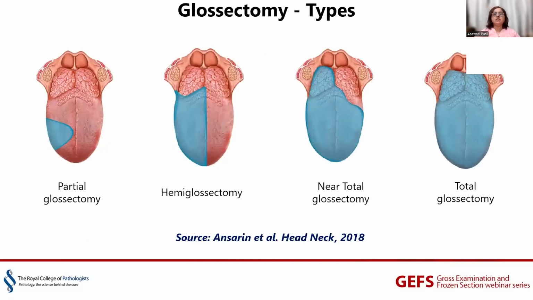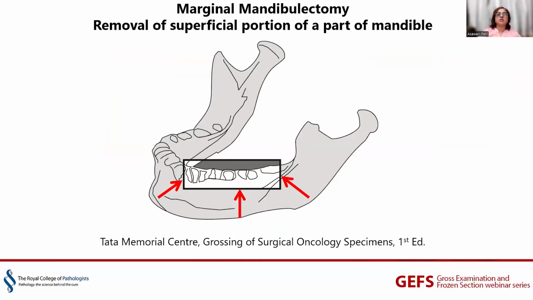So what are the types of glossectomy? As we discussed earlier, the first one on the left-hand side, which is shown in blue color, is partial glossectomy, which can be part of tongue. Then hemiglossectomy, it is the anterior two-third half of the tongue. Near total glossectomy includes majority of the tongue, although some posterior part is spared, while total glossectomy is where the entire tongue is removed, which is not a very common specimen, done only for very big tumors.